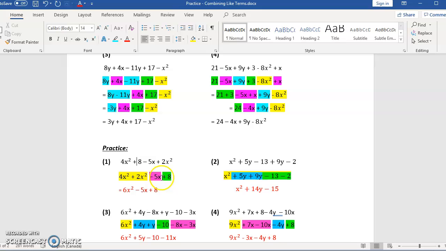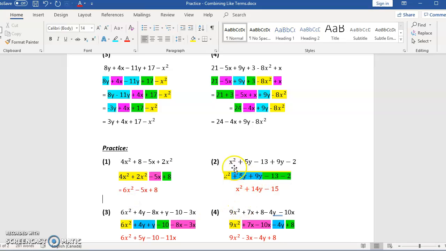So the first step I always do is put them by each other. Instead of having it separate, I would put 4x squared plus 2x squared next to each other, and then minus 5x plus 8. 4x squared plus 2x squared, that's 6x squared, right? Minus 5x plus 8. You can add the numbers without having to change the base, right? So 4x squared plus 2x squared is the same as 4 plus 2. Just don't forget to add the x squared to it at the end, right?